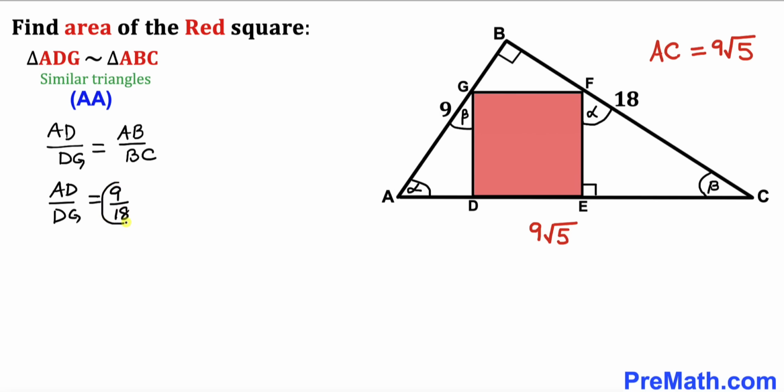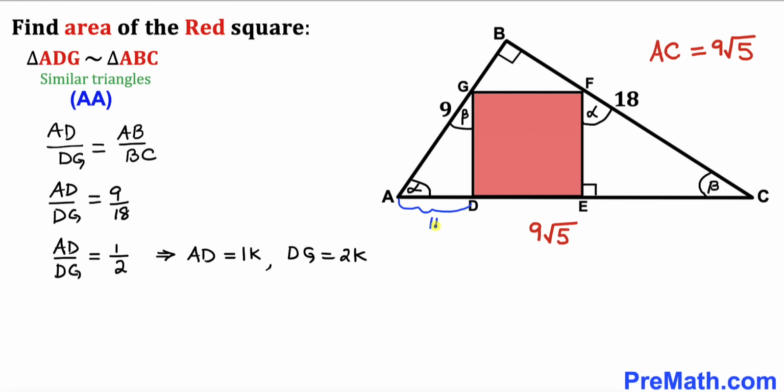And we can see 9 divided by 18 can be reduced to 1 divided by 2. So therefore I can write AD divided by DG is equal to 1 divided by 2. And now we can write AD equals 1 times some constant K, and likewise DG could be written as 2 times some constant K. So therefore this length AD is 1 times K, and this DG length is 2 times K.